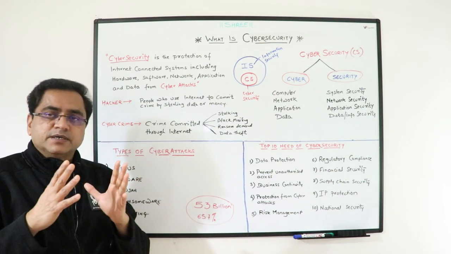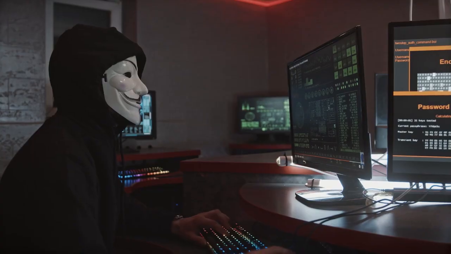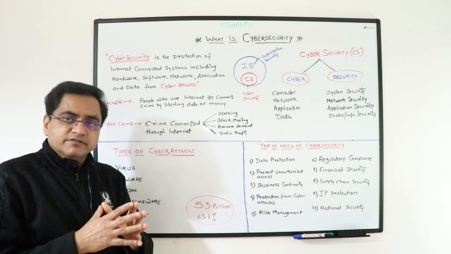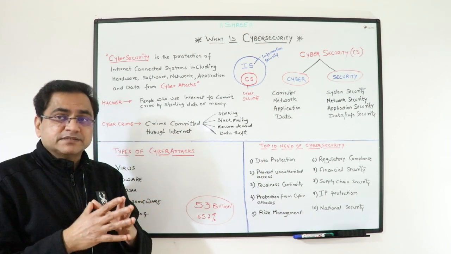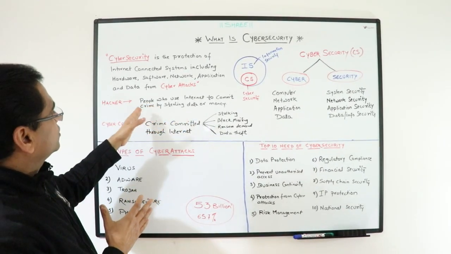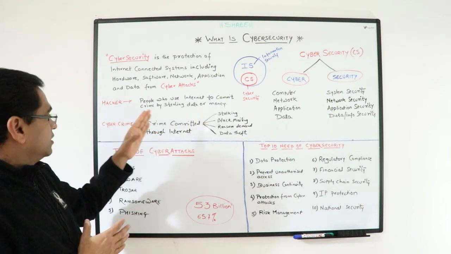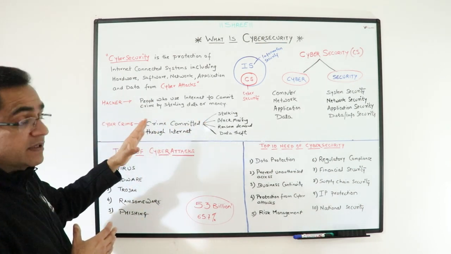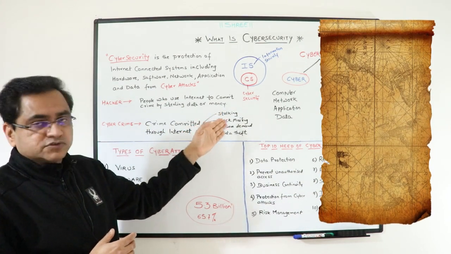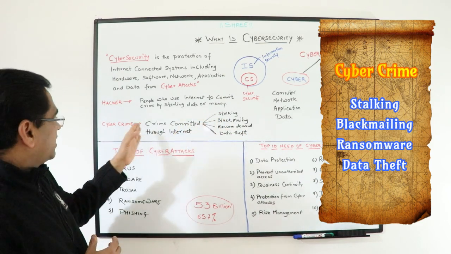But still there are unethical users or unethical people who use different electronic tools to get unauthorized access to organization or personal devices, and they steal data and information and sometimes demand money in return. These people who are using internet to commit crime by stealing information or data and expecting money are known as hackers, while the crime committed through internet is known as cybercrime. So there are different cybercrimes such as stalking, blackmailing, demanding ransomware, data information theft. So all these are part of cybercrime.